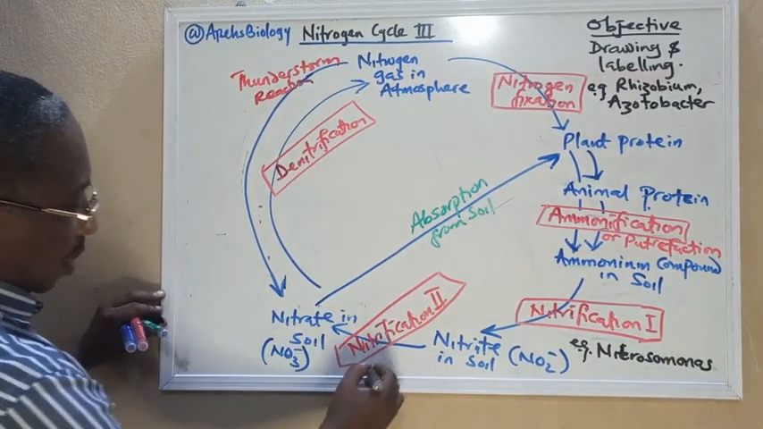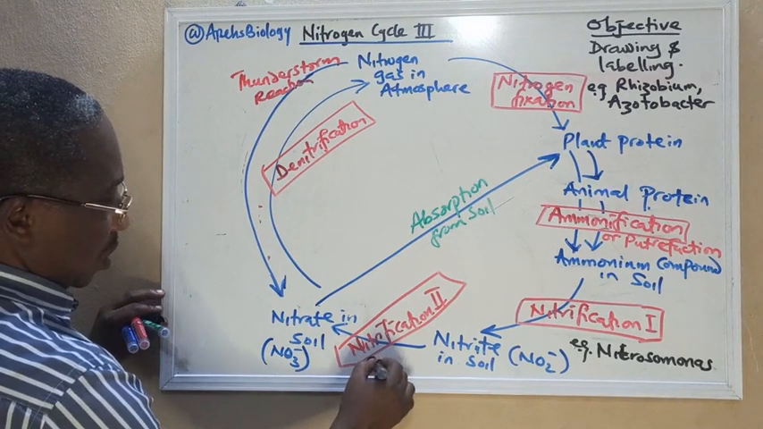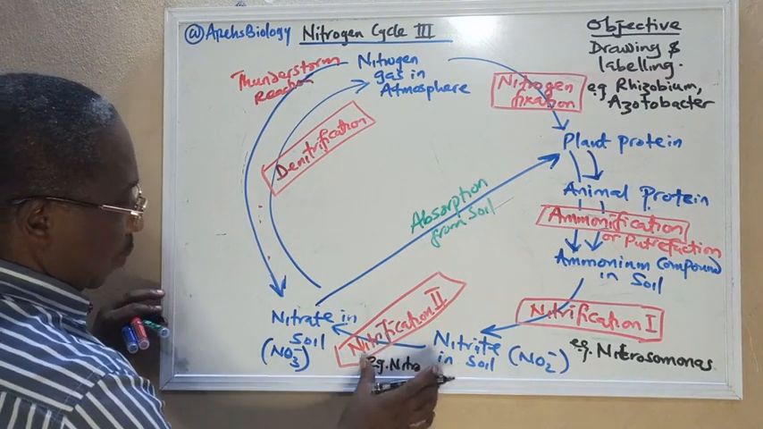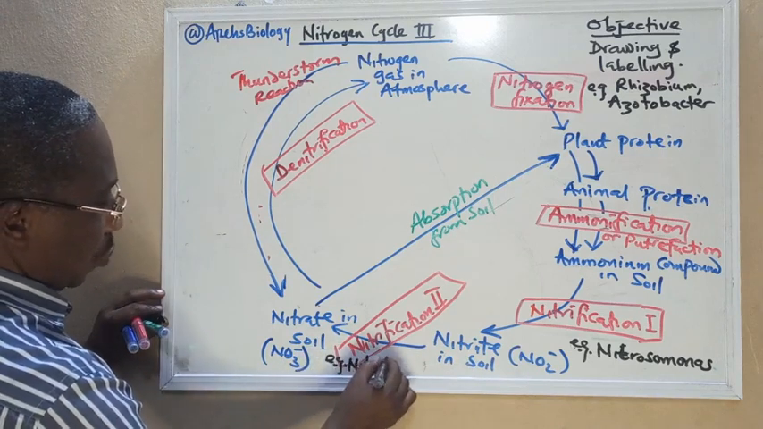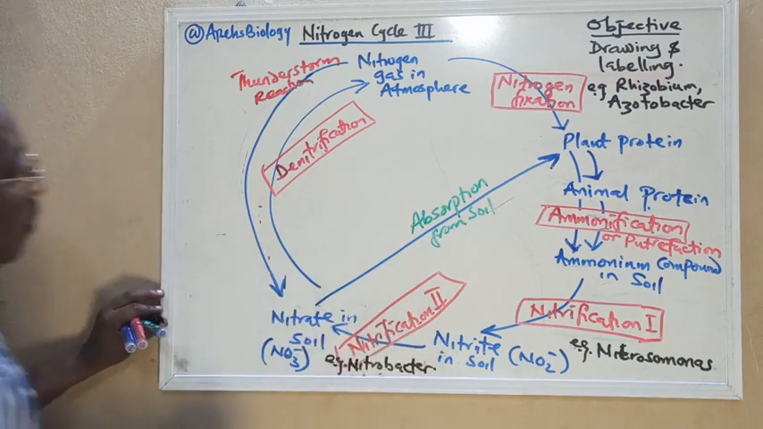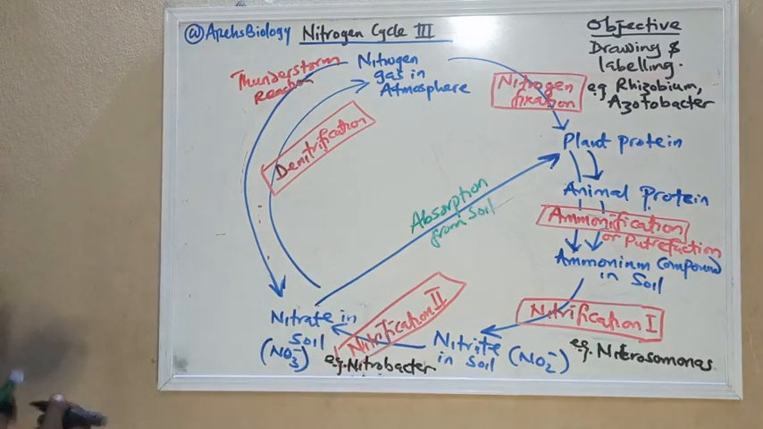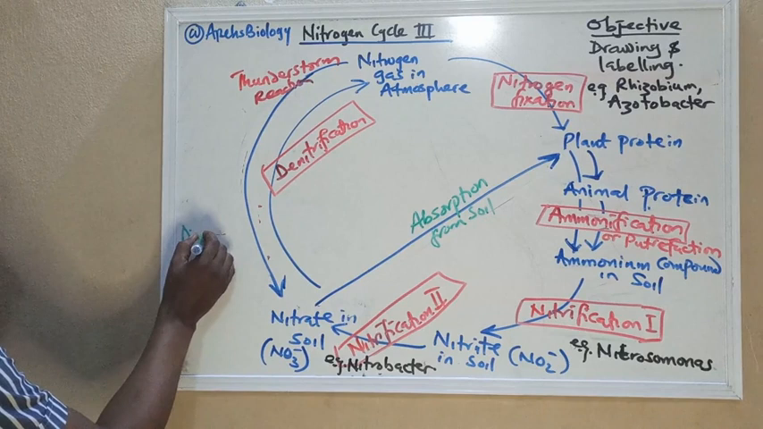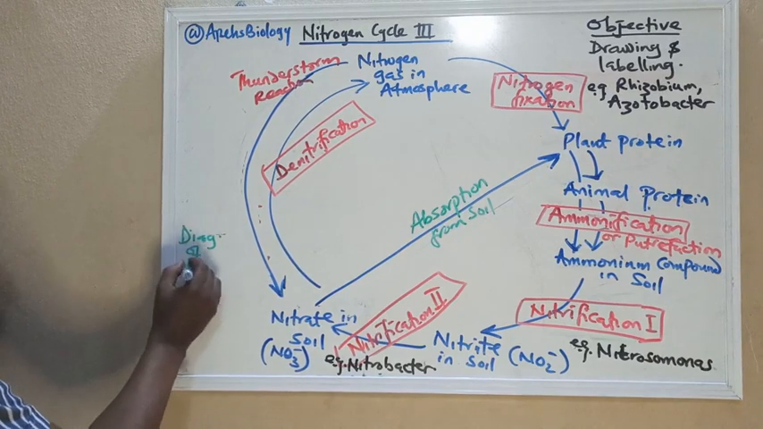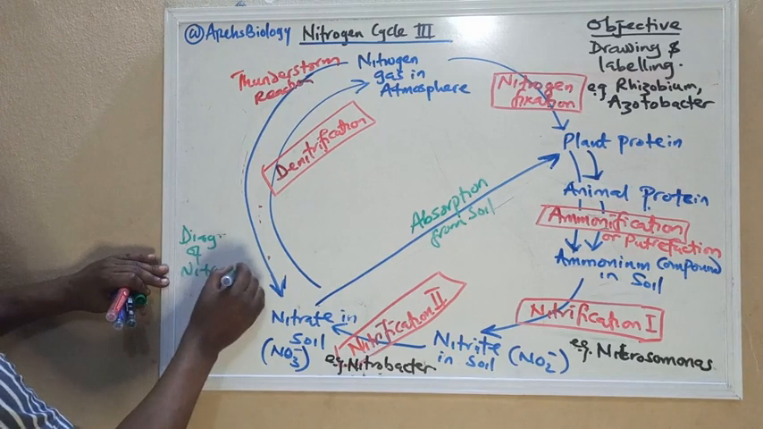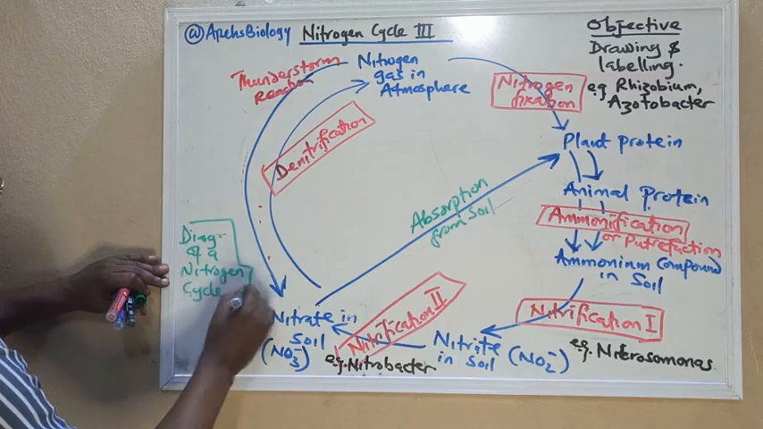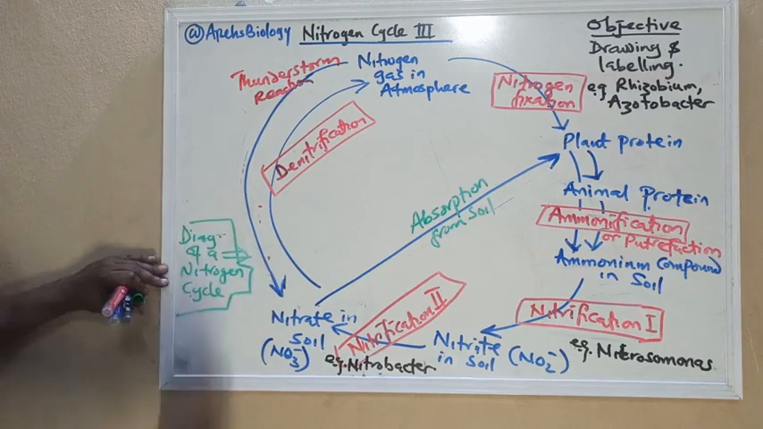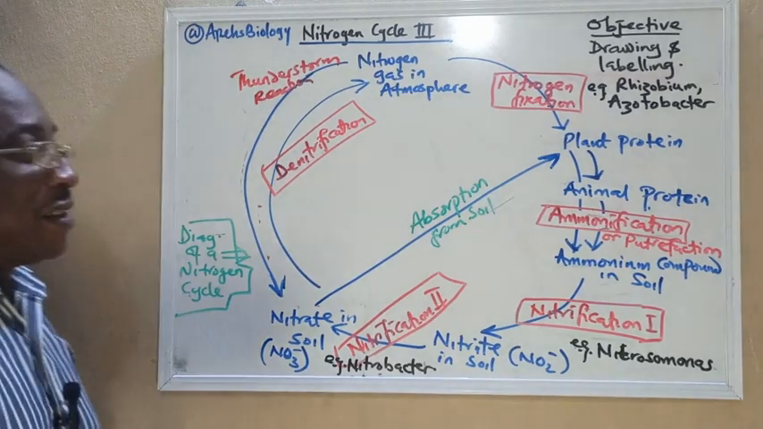Then this one from here to here, the bacteria, an example, is Nitrobacter. Okay? And we are done. With that, you now give the title of the diagram here. Diagram of a nitrogen cycle. Okay, that's the title of our diagram. Enjoy learning at Apex Biology with simplicity.